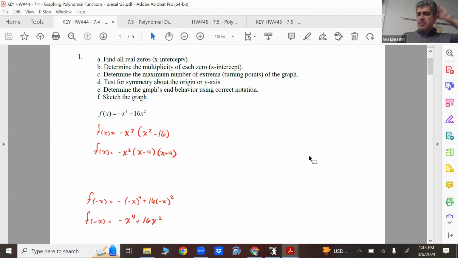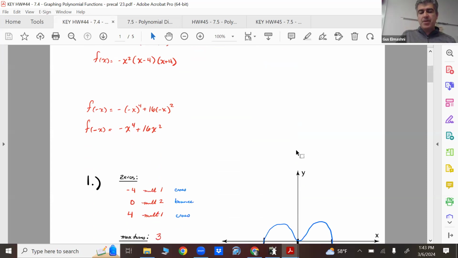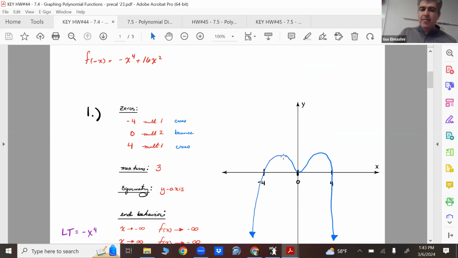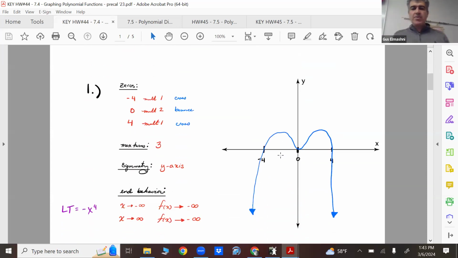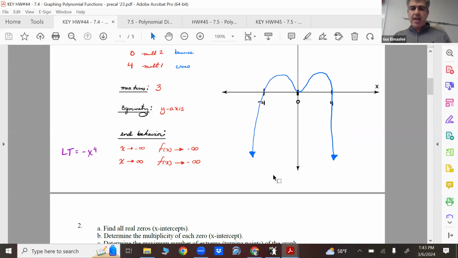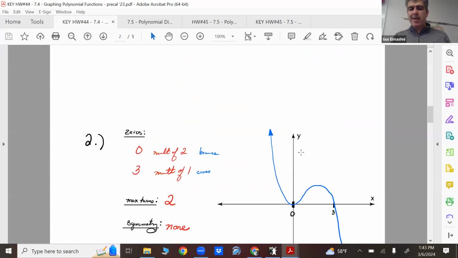So you can see for number 1, factor as much as you can, get the x-intercepts. They actually did the symmetry here, which is an even symmetry, I suppose. So fine, but honestly, I don't care. You get a cross at -4 and 4, but a bounce at 0. Maximum turns is 3. End behavior is that, and there's the graph. I guess the symmetry can help just to make sure you got the graph right, but most of the time they're not going to be symmetric, so I wouldn't worry about it.